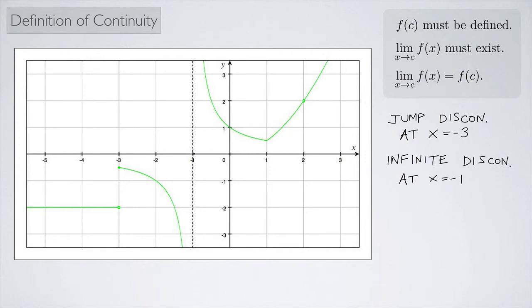F of c must be defined. Well, here we have a problem. F of -1 is not even defined. So we're already in trouble here. So we can see that this is another place where we have a discontinuity.